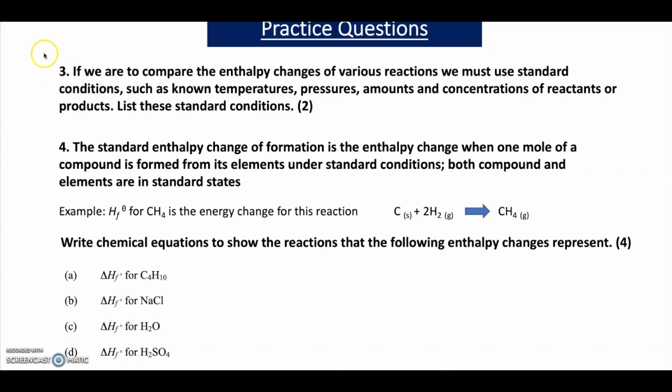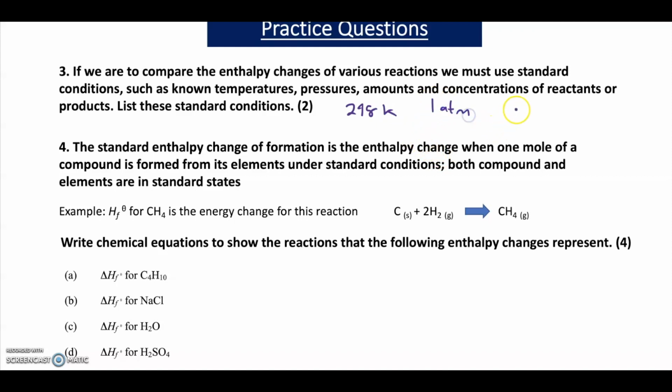Now question 3 says if we are to compare the enthalpy changes of various reactions, we must use standard conditions. So it's asking you to list these standard conditions. So the temperature would be 298 Kelvin. Now remember 273 is 0 degrees C. So 298 Kelvin is 25 degrees C.